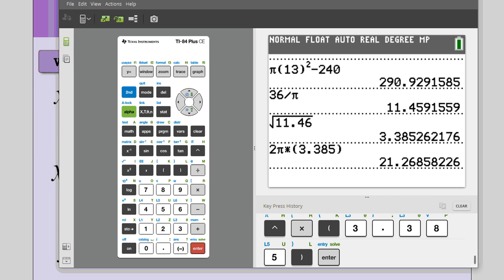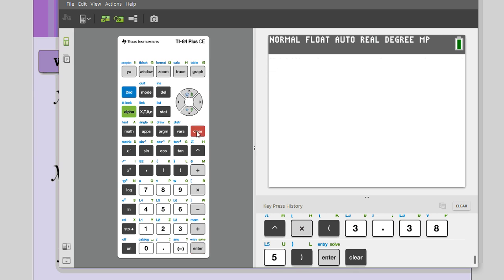To get the square root button on the calculator, I will show you. If you have a graphing calculator, it's going to be located right underneath the squaring button. It's in blue though.